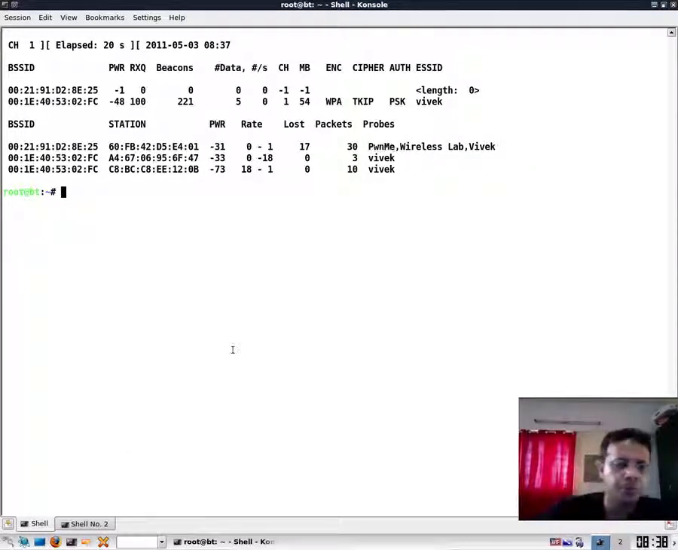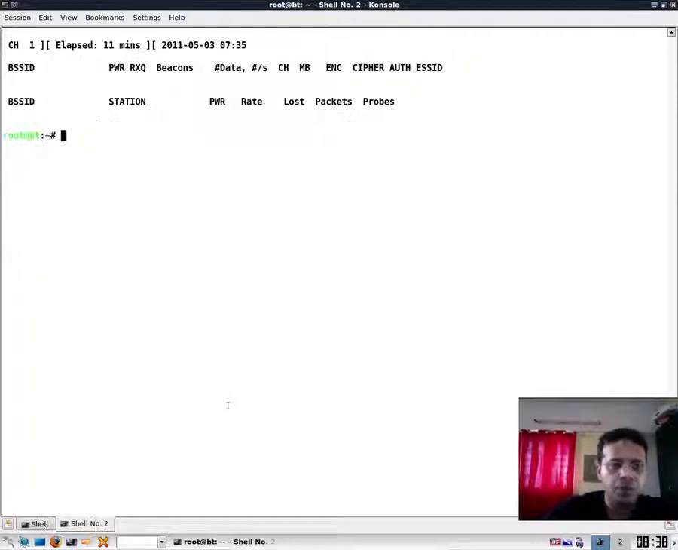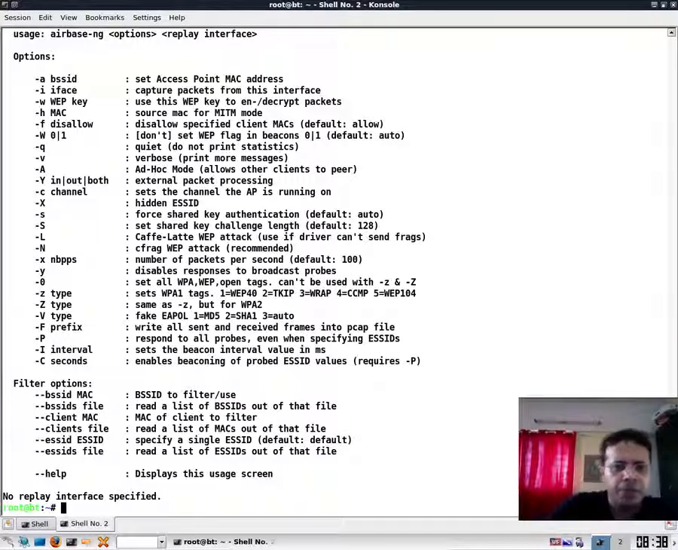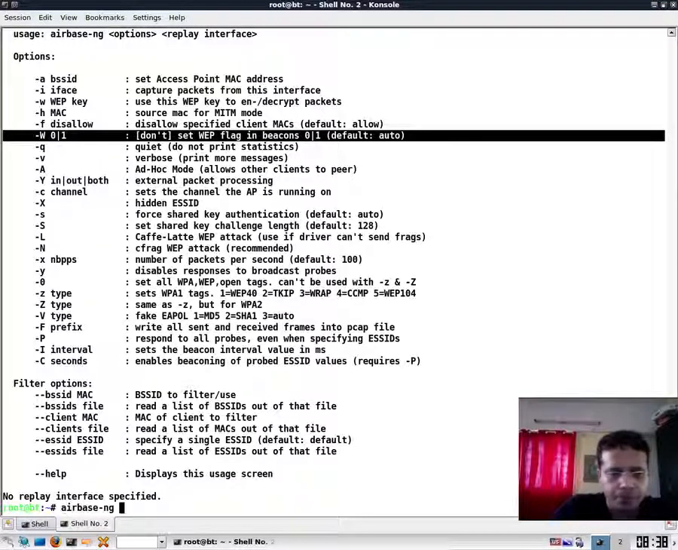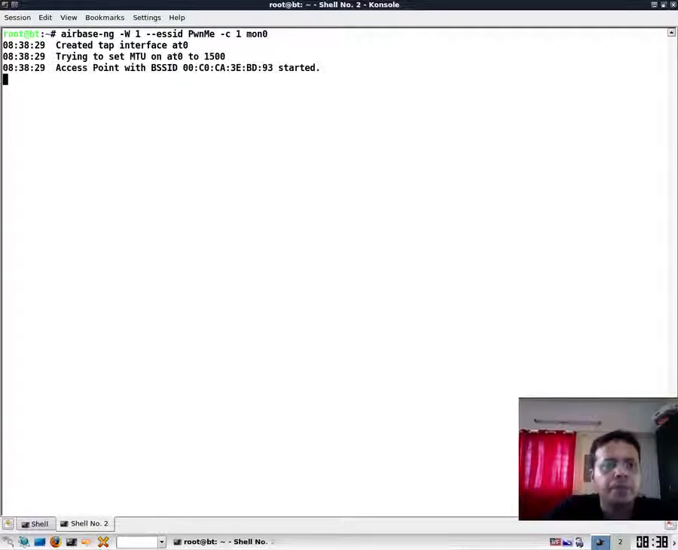So what do we do? We create a new access point using Airbase-ng, and one of the things we do here is tell it to set the WEP flag. So we have -w 1, and then the ESSID, which was pwnme, and then the channel is 1 once again, and then we have the mon0 interface, right? So now the access point is up and running.